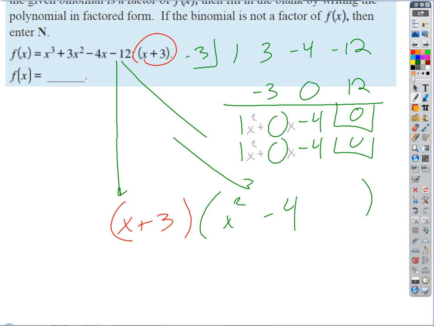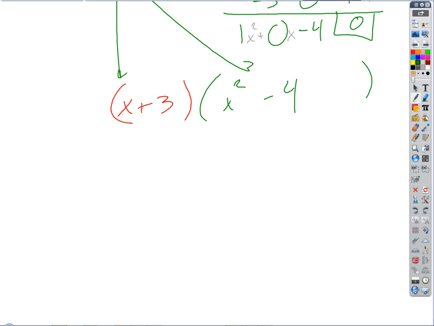So are we done? That one's done, but is that one done? No, it's not quite done. That's got 2 terms, so if I want to factor a 2-term factor further, break it apart further, how do I do it? Difference of squares. We've got to use the sum or difference pattern, and that's a difference of squares, isn't it?